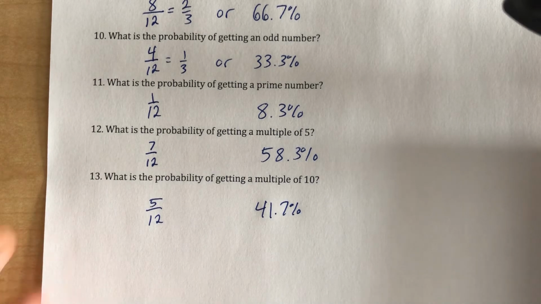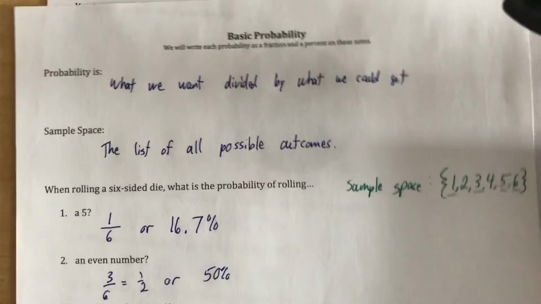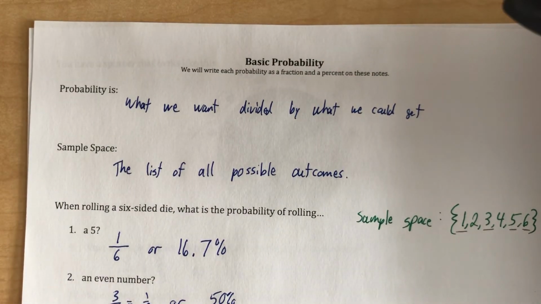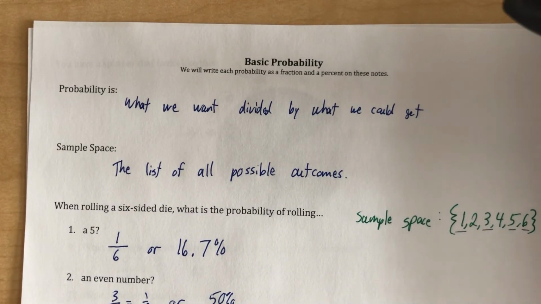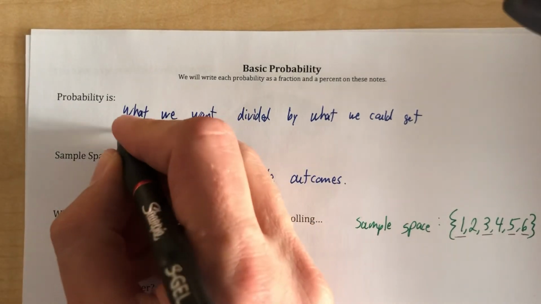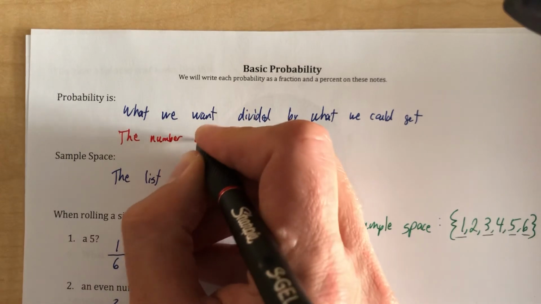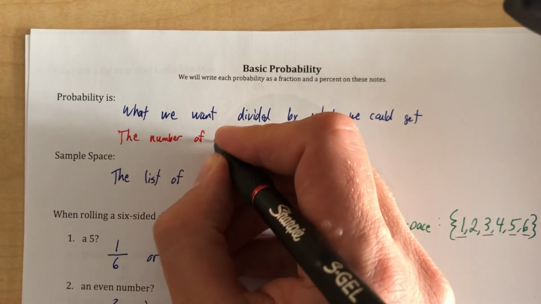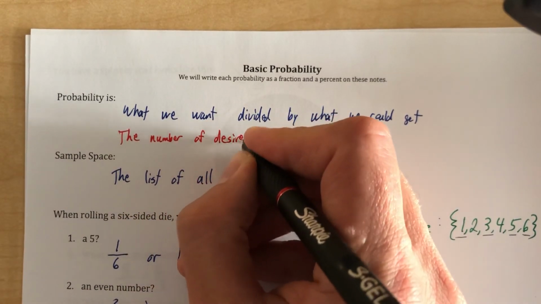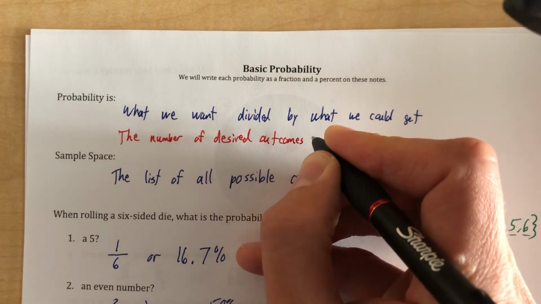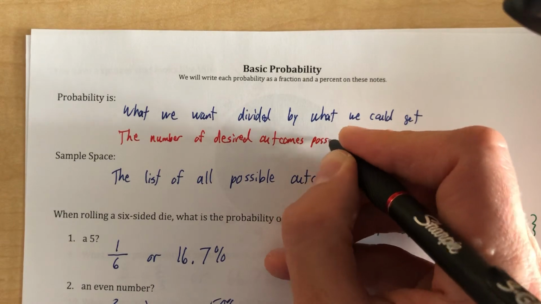Okay, we're done, but I'm going to go back to the very beginning of the notes and start all over. I'm kidding. I'm going to write a better definition this time. So I said this was not the best definition. So now that we've talked about it, we're going to go back and fix our definition. So the number of desired outcomes possible.